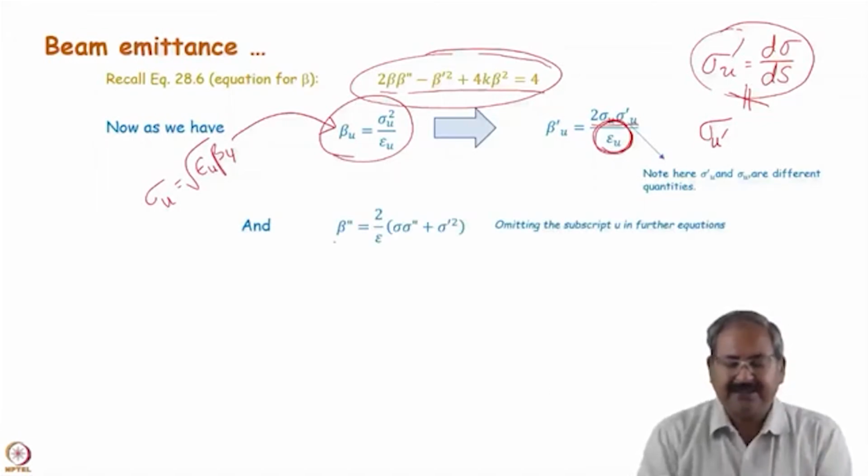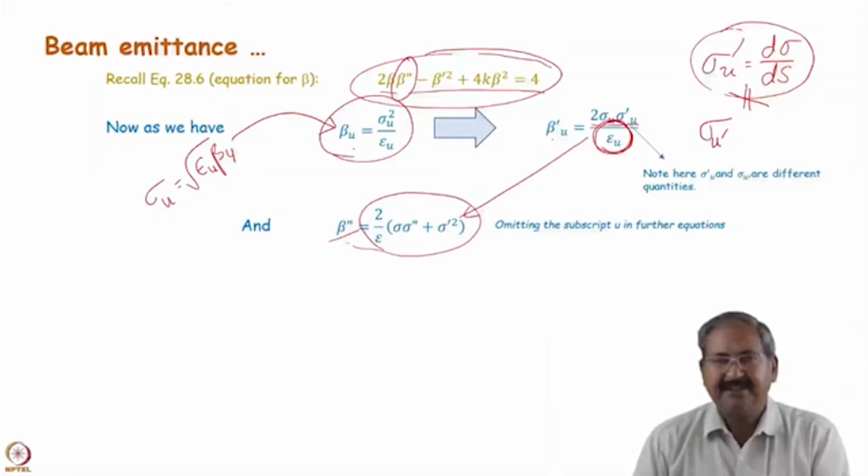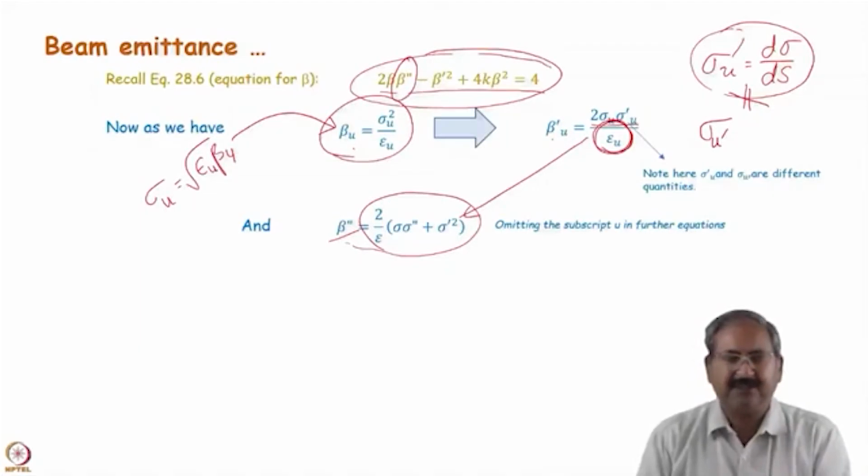So we again differentiate beta because we want beta double prime also in this equation. So we know now beta, beta prime, and beta prime will look like this. This is just the differentiation of this quantity. And here again we are omitting the subscript u. Keep it in mind that this formulation is valid for horizontal as well as vertical. Only when you are calculating for the horizontal plane, put the values of beta and emittance for the horizontal plane, and when you are calculating for the vertical plane, put the values of beta and emittance for the vertical plane.